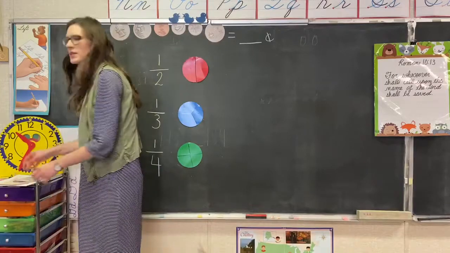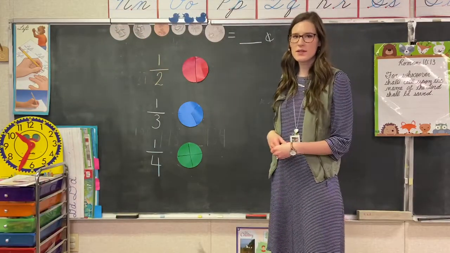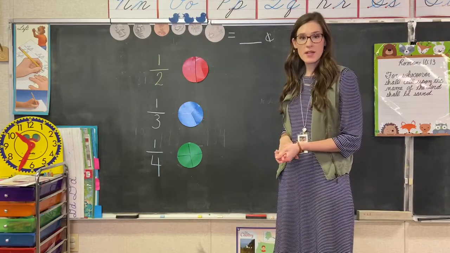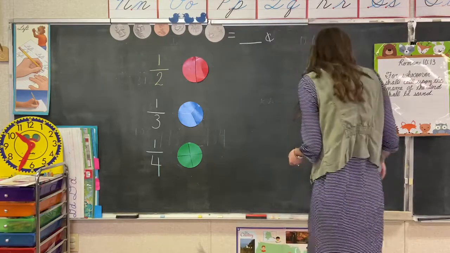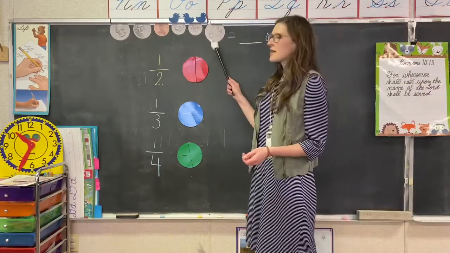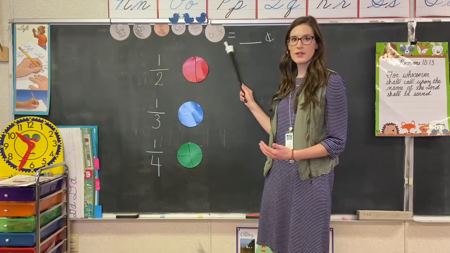All right, so let's go ahead and get started. The first thing we're going to do today is review counting money. Now, I know we did this in our last video, but let's do it again because you are practicing it on your math pages in this unit. Find my pointer. Remember, whenever we're counting money and the coins are all mixed up, we always start with the coin that is worth the greatest amount.